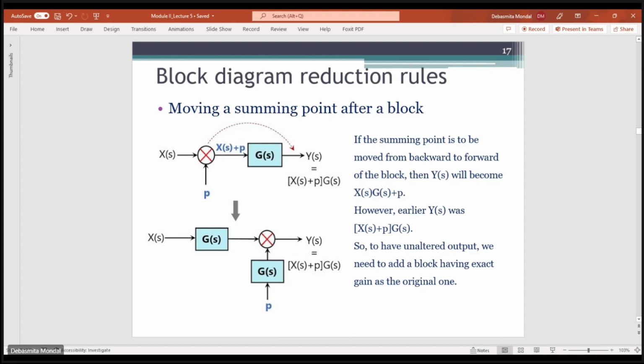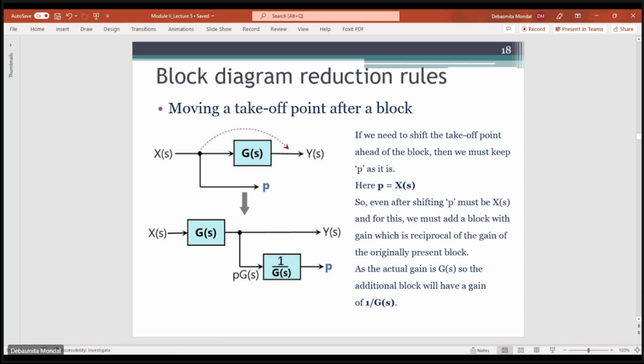In the previous case, when we were moving a summing point before a block, we had to add a block given by the reciprocal, 1 by G(s). But if you are moving a summing point after a block, you will have to introduce another block which is given by G(s).